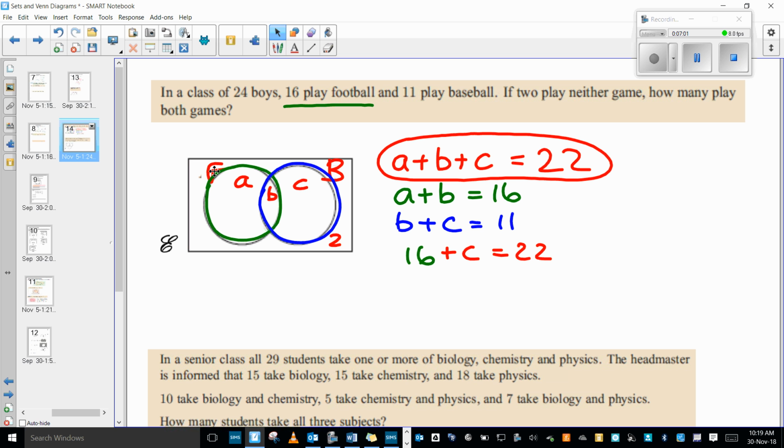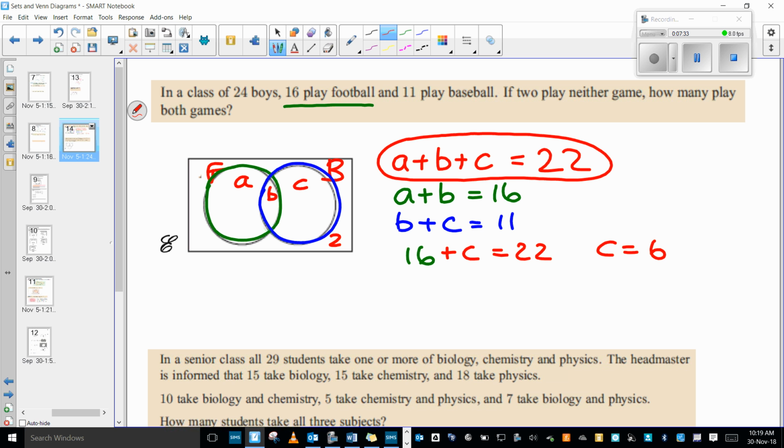So if A plus B is 16, then I'm just going to replace these two. Again, I don't know how much individually they are, but I know in total they would be 16, plus C would be 22. Yeah? So now I've only got one unknown. So I must be able to say that C is, then what? 22 minus 6. 6, yeah? So I know that C is 6.